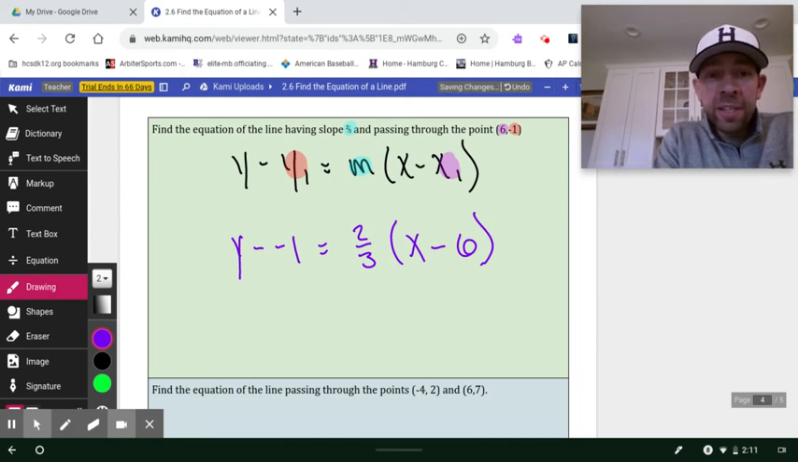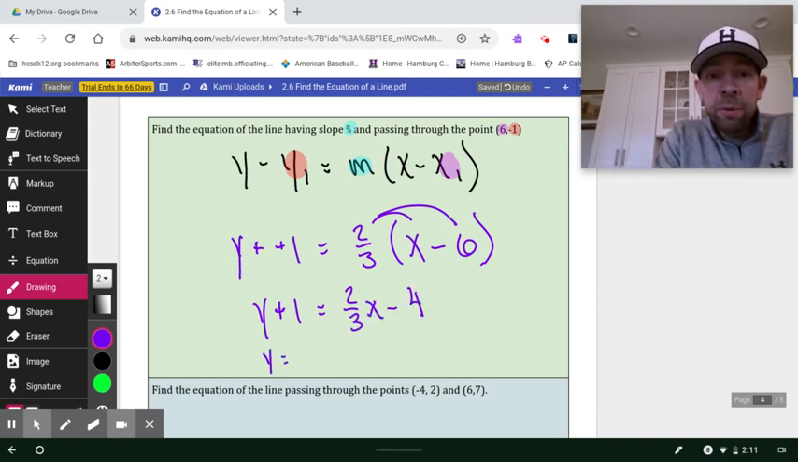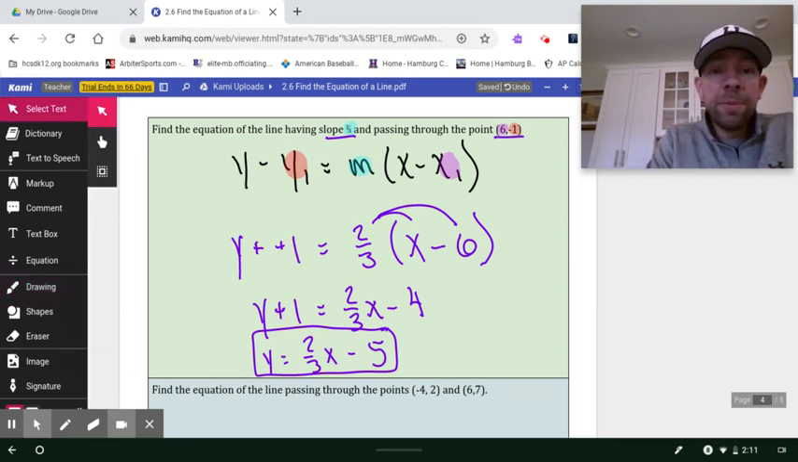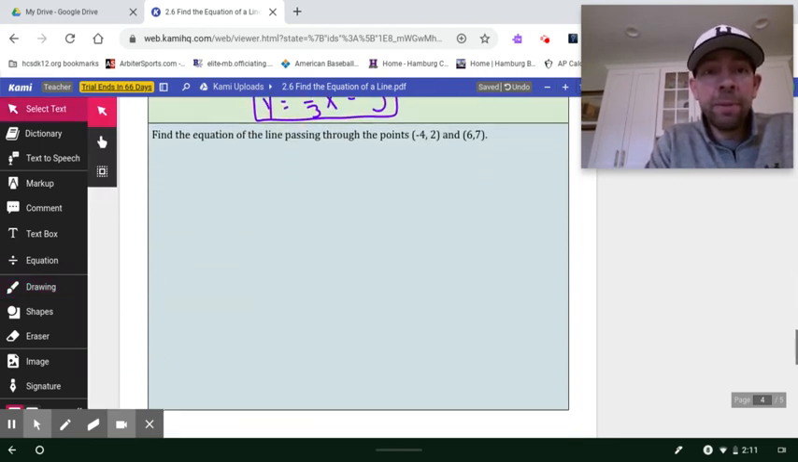First thing I noticed is I did have 2 negatives right here, so we'll go bang, bang. We'll turn those into a plus sign. So I got y plus 1 equals, I can distribute the 2/3, and that's going to make 2/3 x minus 4. And then I just subtract that 1 over to make minus 5. And there is an equation of a beautiful line, and you'll notice it matches the same answer we had earlier given the same criteria.